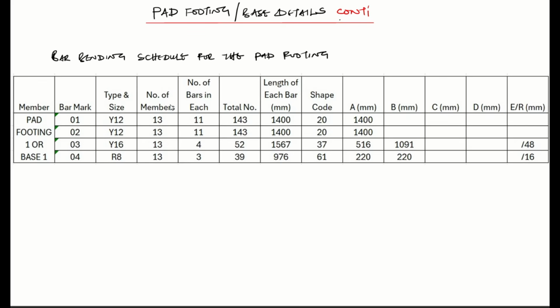So if you've been told, for example, you're doing a bar bending schedule for a column, and you have 6 columns, on the number of members, you're going to put what? 6. So in our case, we're dealing with a pad footing, and the number of members we're going to use is 13. Then you have the number of bars in each. The number of bars in each is the number of bars that are in that member.